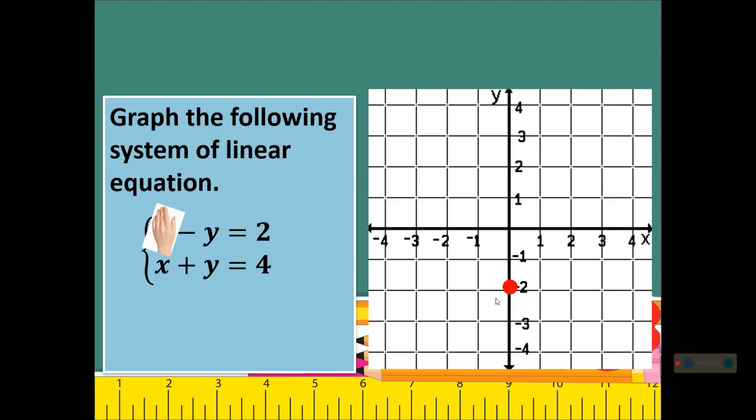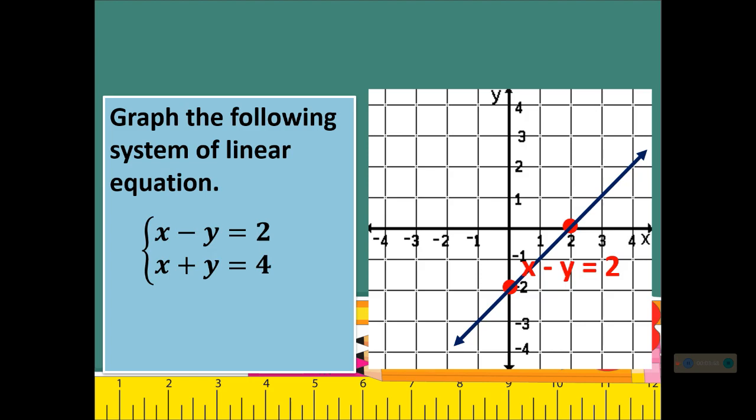Question? Next, let us find the x-intercept by covering the variable y. Now we are left with x equals 2. So we are going to plot x equals 2, or 2, 0, on the x-axis. Of course, since it is positive, you are going to plot this on the right. So we have here 2, 0. Then after that, you are going to connect the points, and that will be the graph of x minus y equals 2. Question?